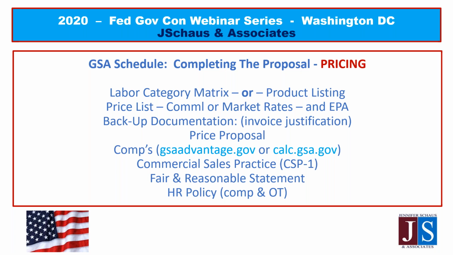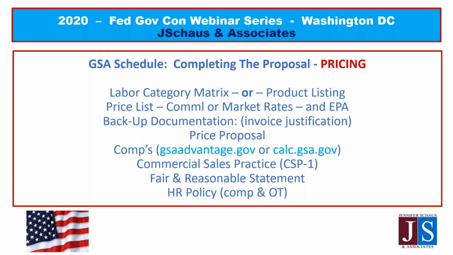Or you may have different labor categories that then can be crosswalked to the labor categories that you're trying to propose to GSA. But either way, you're going to need that documentation for each and every line item that you're proposing, whether it's labor or products. And if you've got different levels for perhaps a project manager, level 1, level 2, level 3, you will need an invoice for each and every one of those.